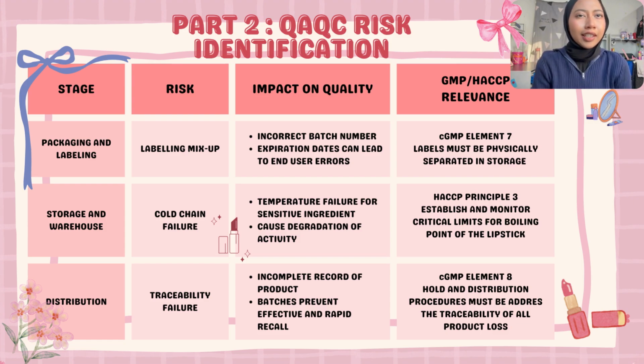And lastly, in the distribution stage, the main risk is traceability failure. Incomplete product records or batch information can make a product recall difficult and delay corrective action. Based on CGMP Element 6, proper hold and distribution procedures are important to maintain full traceability of all products throughout the supply chain.